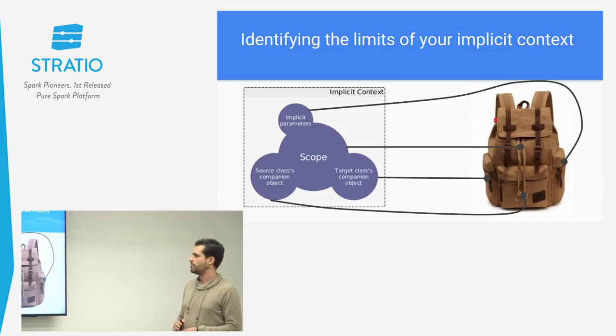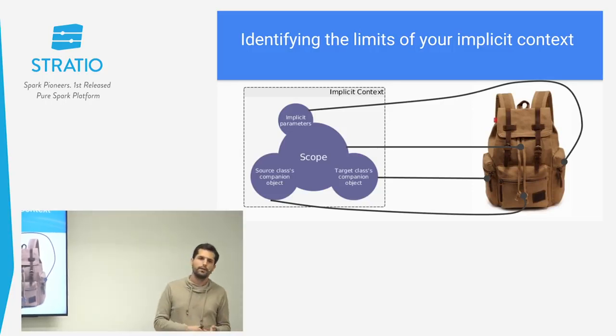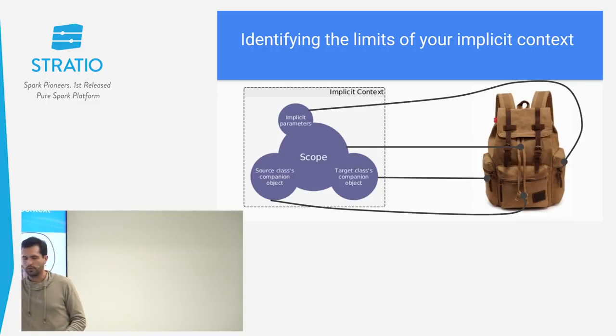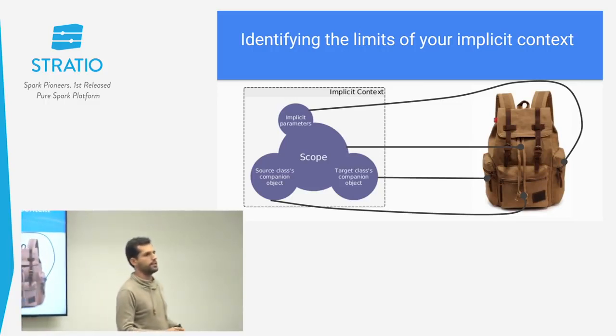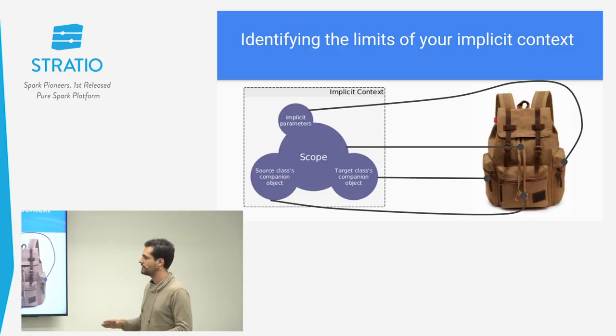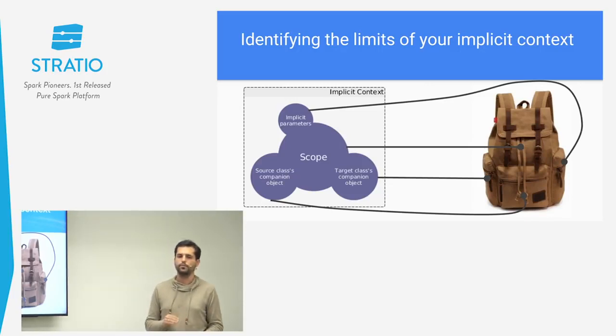So let's see what's the composition of the backpack. Where do implicit conversions of value come from? Mostly from the scope. You know what scope is. It's the same scope as variables, as values. If you understand how to work with values or variables in Scala, you already know how most of the implicits you might find are resolved.